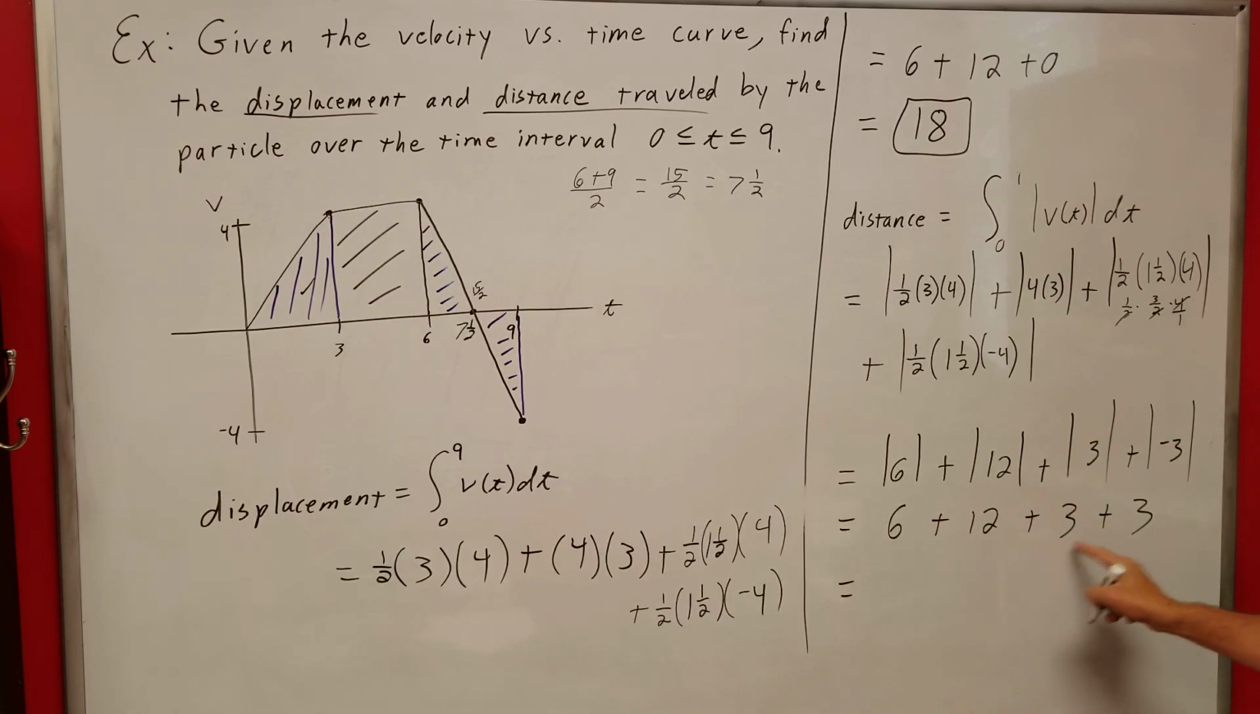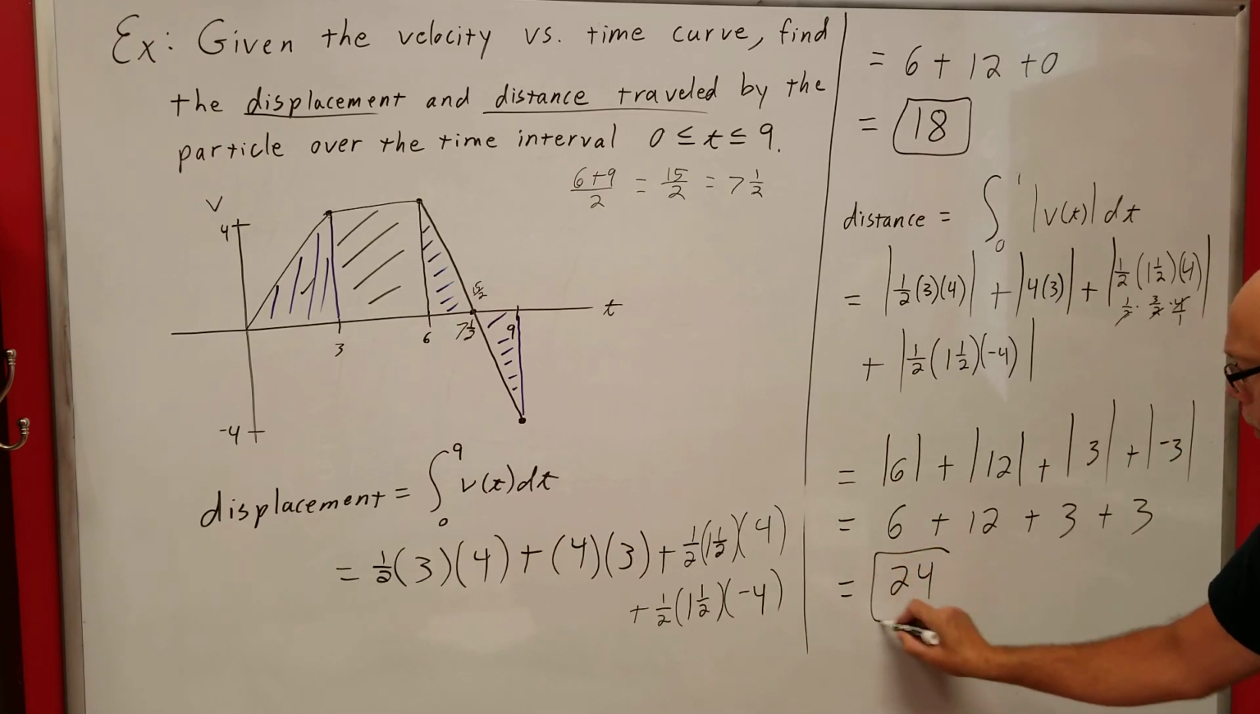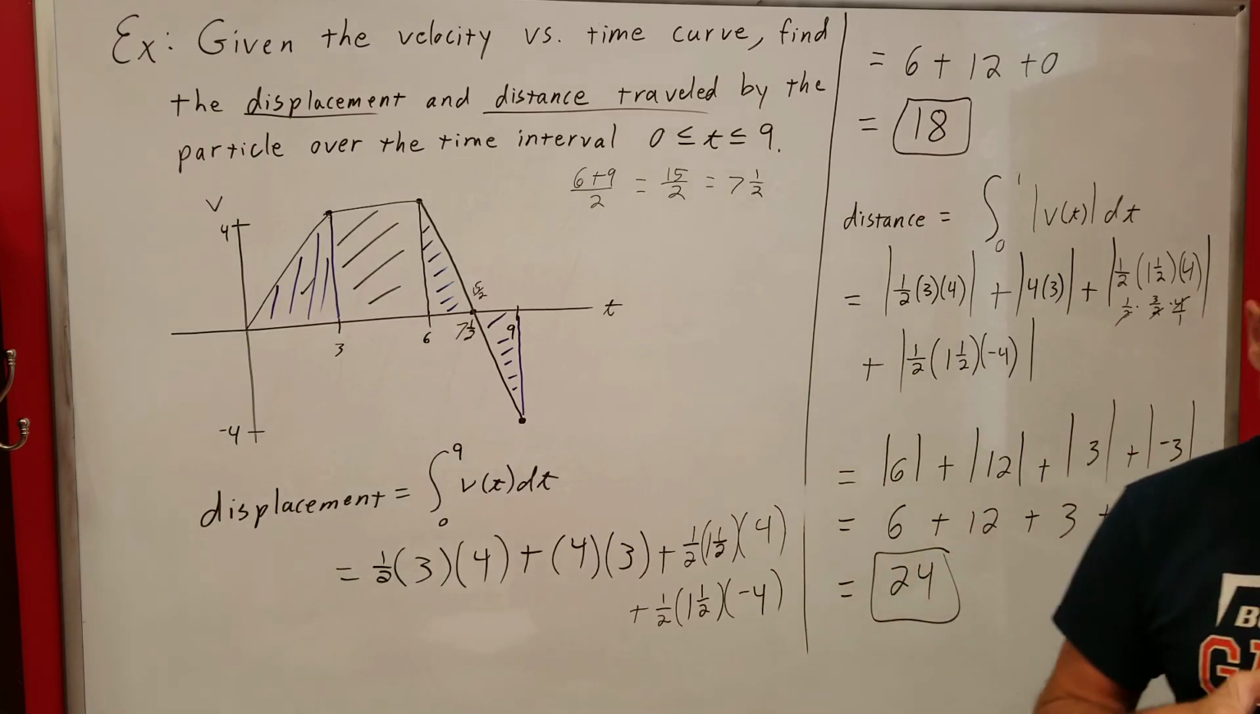So what does that give you? 18 plus how much more? 6, so that's what? 24, and whatever the units are here, which they never give me.